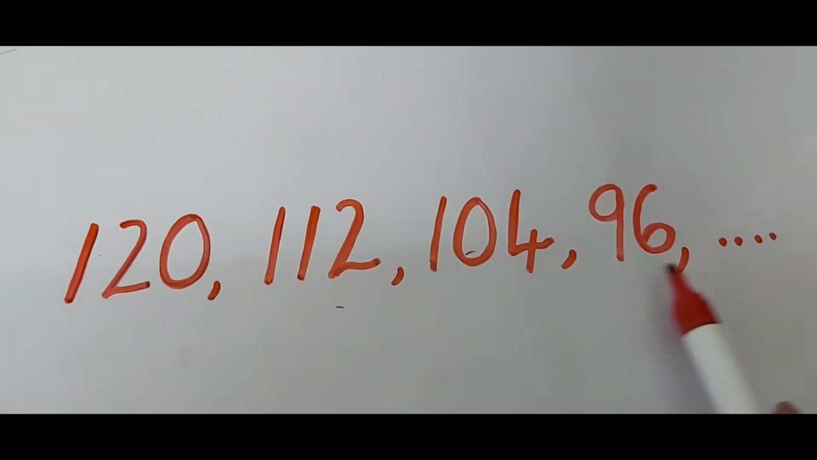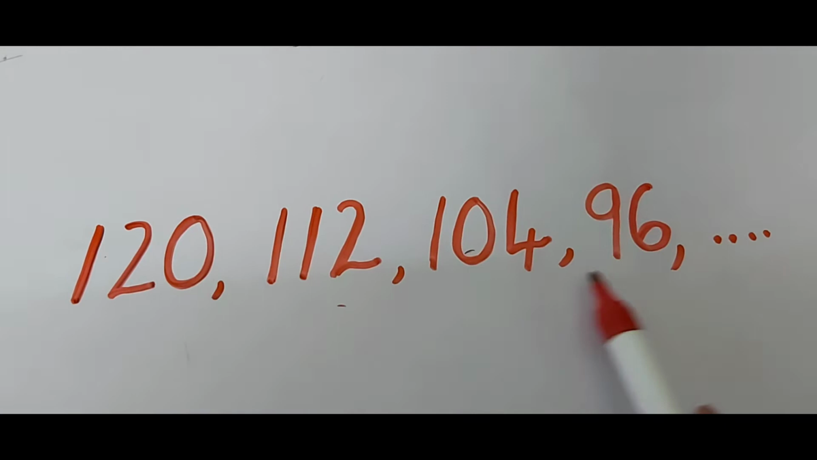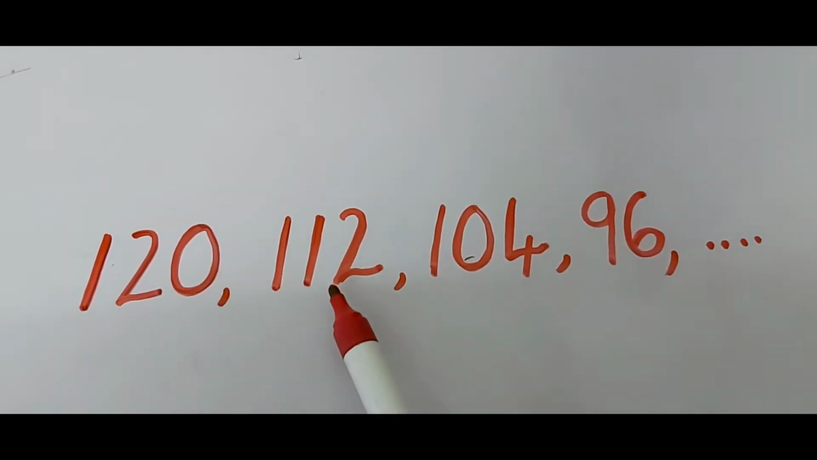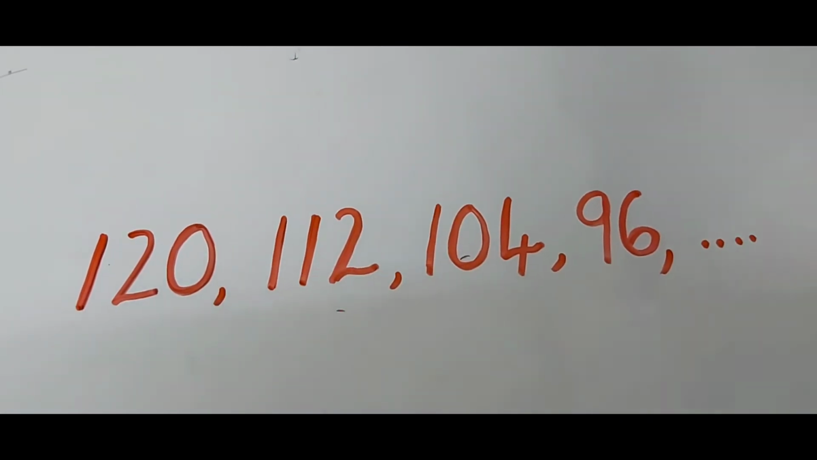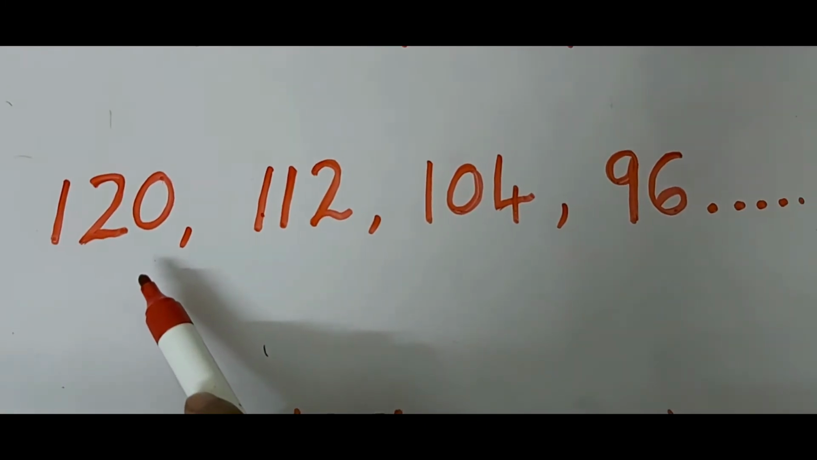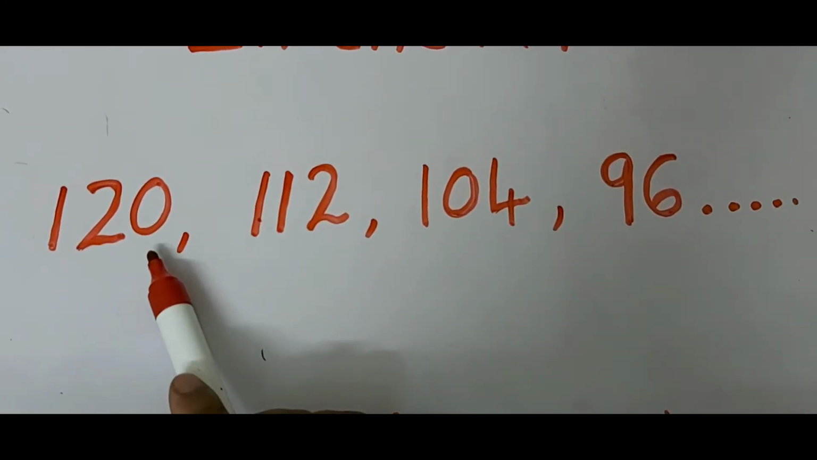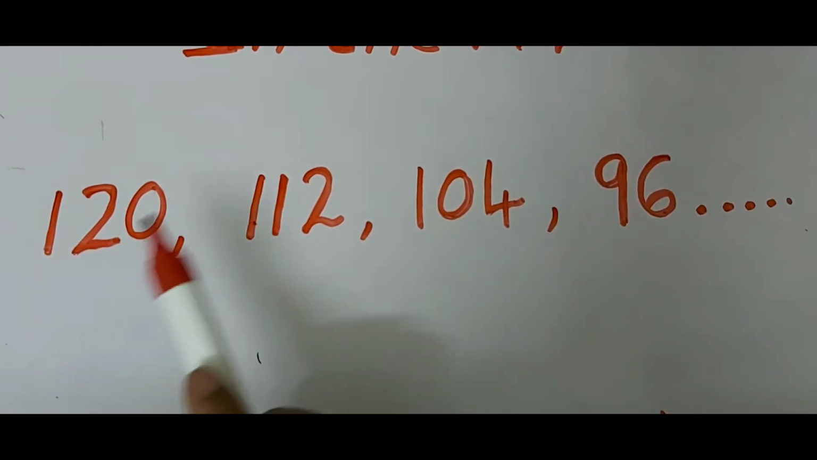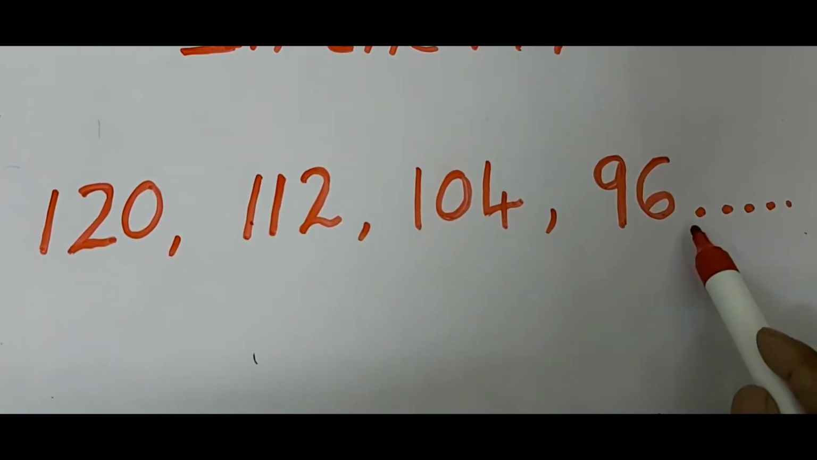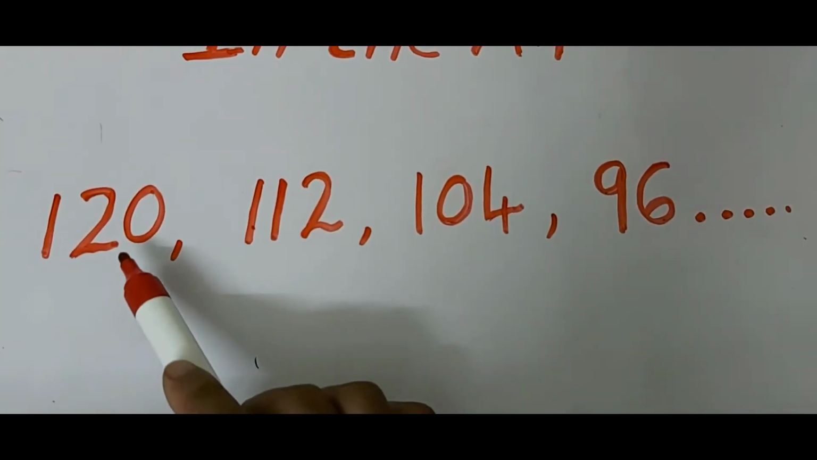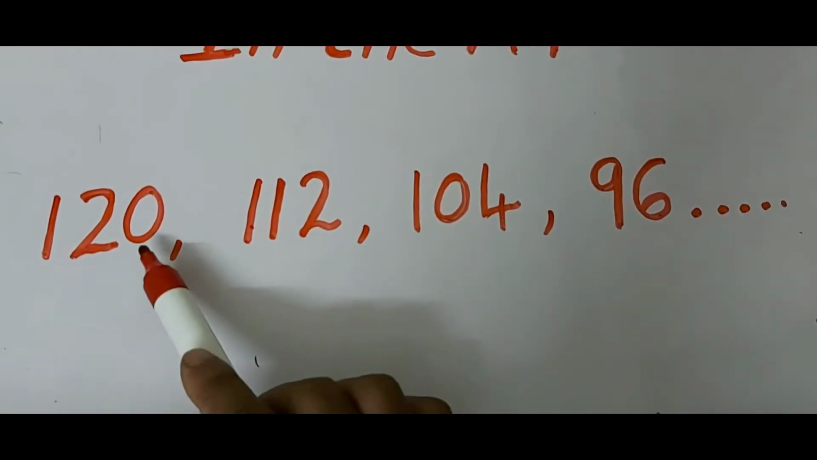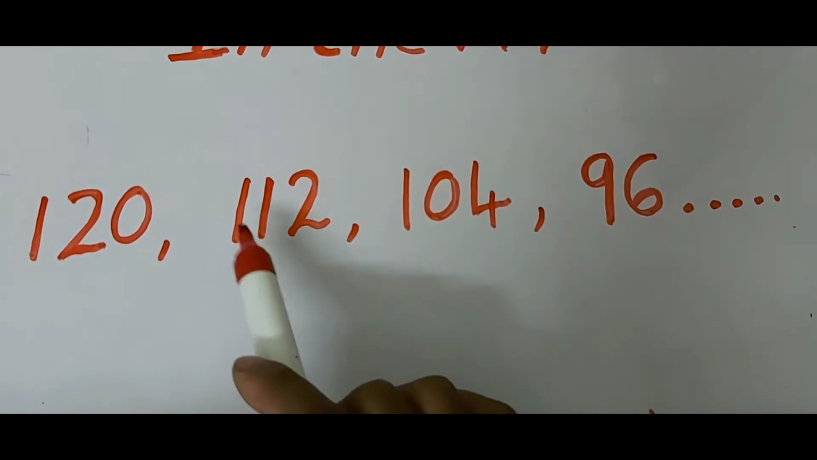Here I have taken a series of numbers which form an AP. The first term of the AP is 120 and the common difference is minus 8. You will have to take an AP in such a way that the first term is a multiple of the common difference, and your AP must be decreasing. If you notice, 120 is a multiple of 8 and the common difference over here is minus 8.